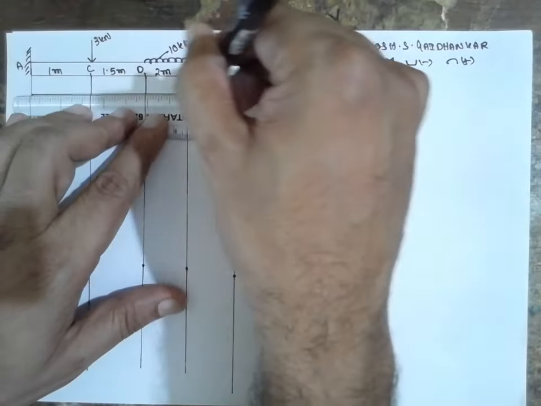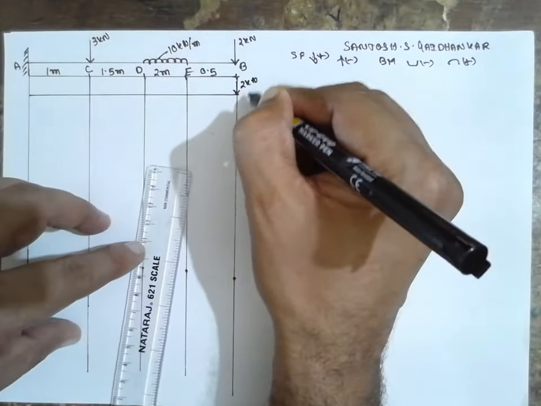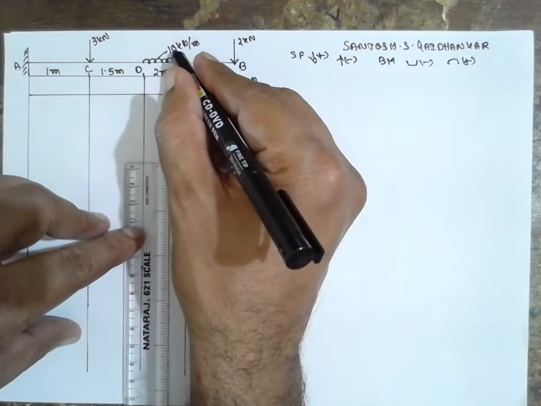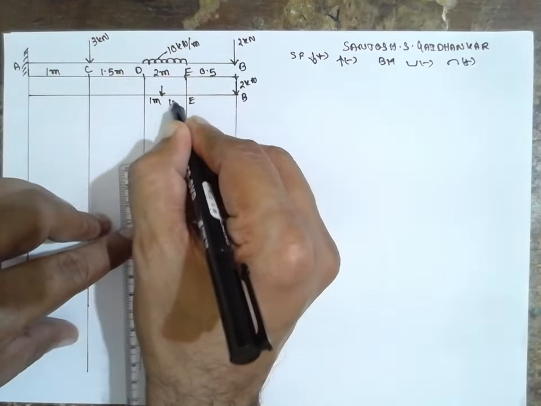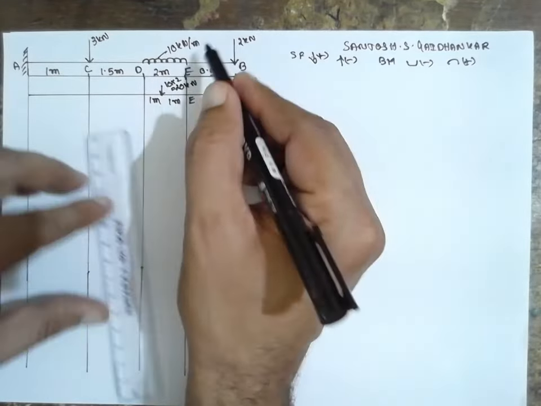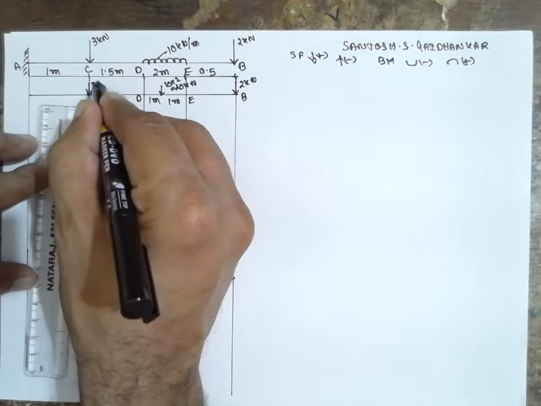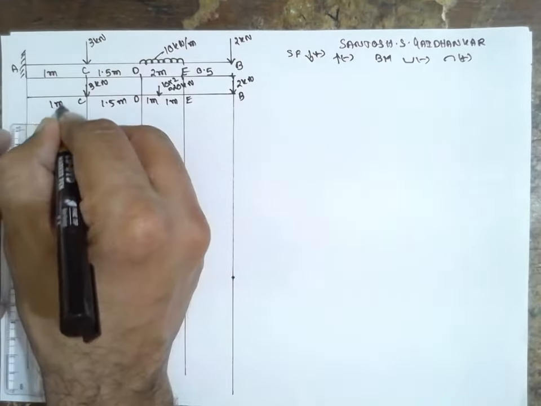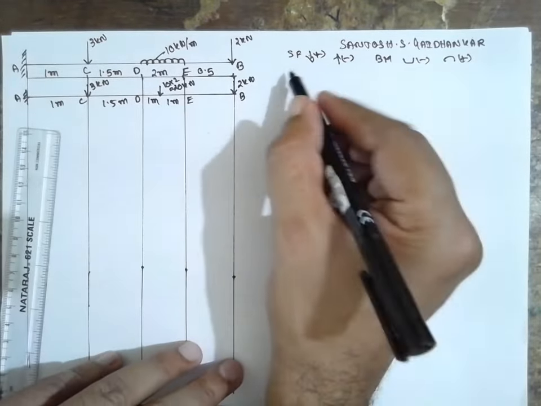This is the problem of a cantilever beam having point load and UDL. This is 2 kN at B. Now we are converting the UDL into a point load, so you have to multiply 10 into 2 at the centroid. That is 1 meter here, 1 meter here. 10 into 2, that is 20 kN. Meter gets cancelled. This is the D point. This is C point, 1.5 meter. This is 1 meter here, A is fixed.